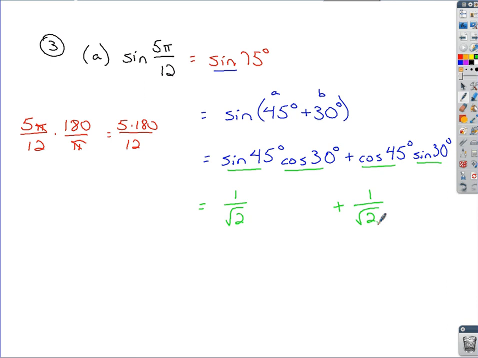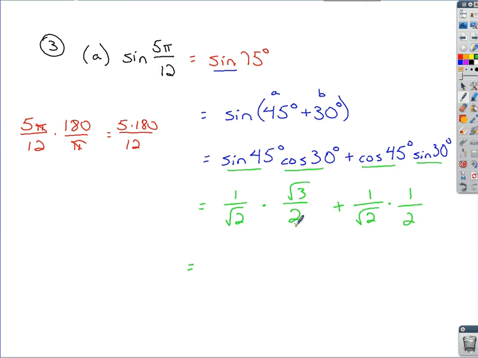Now for the cosine of 30, sine of 30, you got to use the 30-60 right triangle. So for a 30-60 right triangle, if we're talking cosine, the side that is adjacent to the 30-degree angle is going to be what? Root 3. So root 3 over the hypotenuse, which would be 2. And then for sine of 30, you're taking the side that's opposite 30, which would be 1, over hypotenuse, which is still 2.